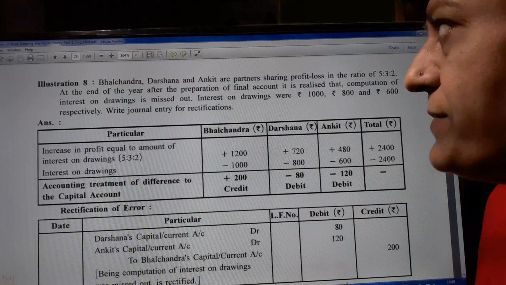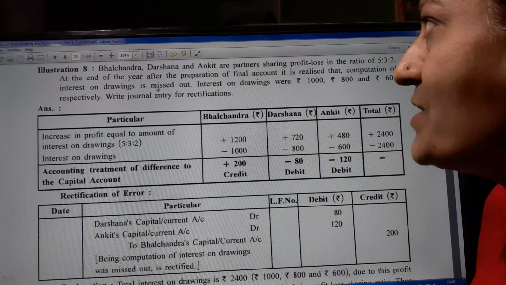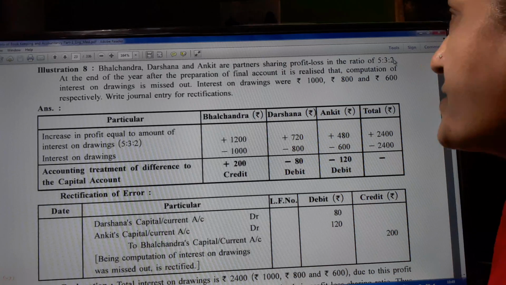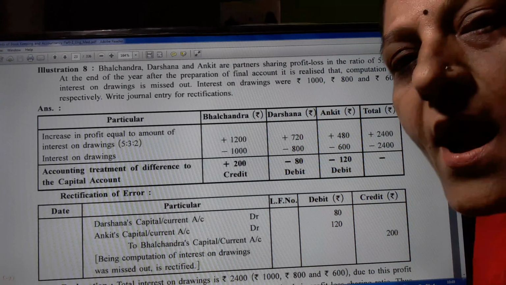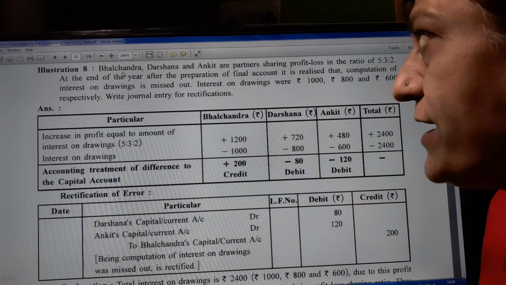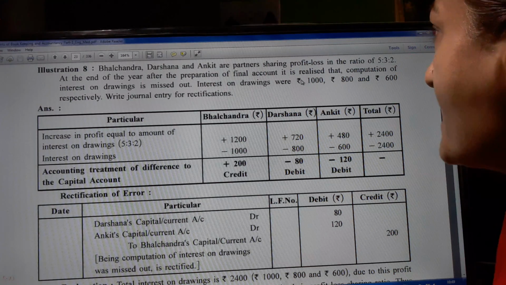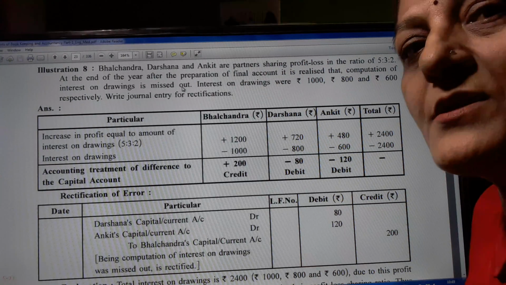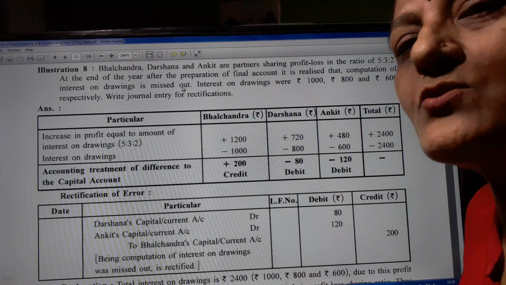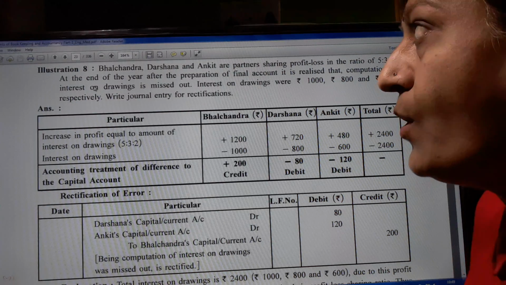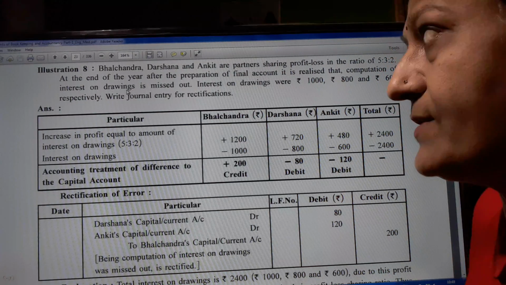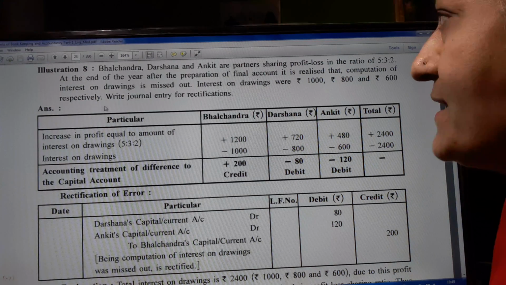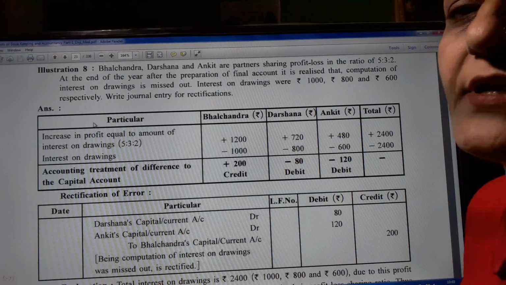Now illustration number 8. Bhalchandra, Darshana and Ankit are partners sharing profit and loss in the ratio 5:3:2. At the end of the year, after preparation of final accounts, it is realized that the computation of interest on drawings was missed out. In illustration number 7, interest on capital was not calculated, and now here interest on drawings is not calculated. The interest on drawings was rupees 1,800 and 600 respectively. Write a journal entry for the rectification.